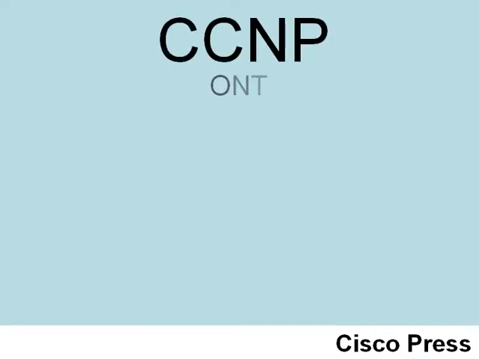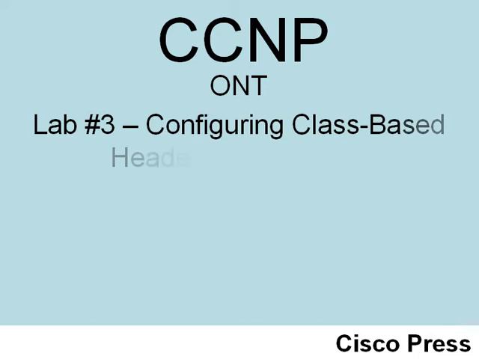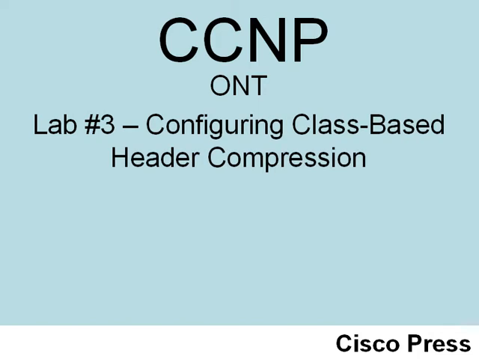Here in ONT Lab number 3, we're going to be taking a look at configuring header compression, specifically class-based header compression, both for TCP packets as well as for RTP packets. Taking those layer 3 and layer 4 headers and logically squeezing them down so that we preserve that very valuable WAN bandwidth.